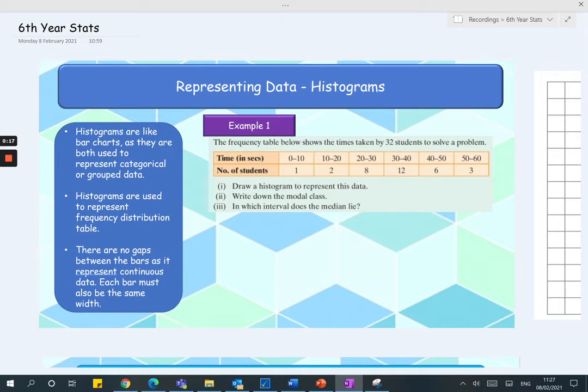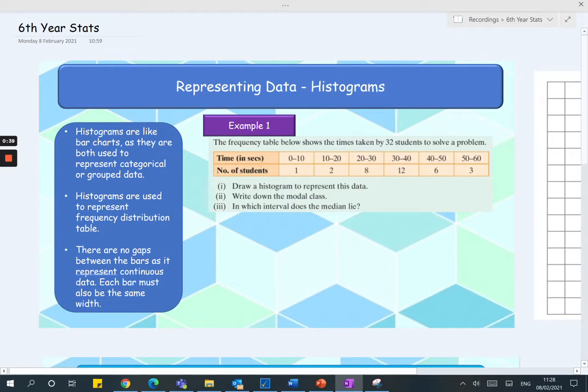So histograms are like bar charts, but they're usually used to represent categorical or group data. Generally it's used, guys, to represent a grouped frequency table like we see in example 1 here. There are no gaps between the bars to represent the continuous data. Each bar must also be the same width.